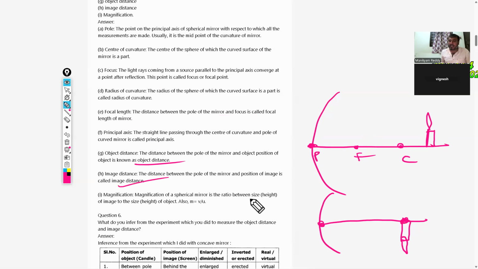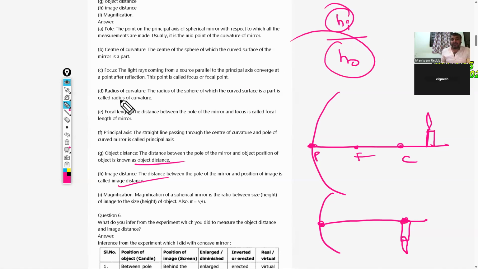Magnification of the spherical mirror is the ratio of the height of the image to the height of the object, or otherwise image distance by object distance. V is image distance, U is object distance. Image distance by object distance, height of image by height of object.